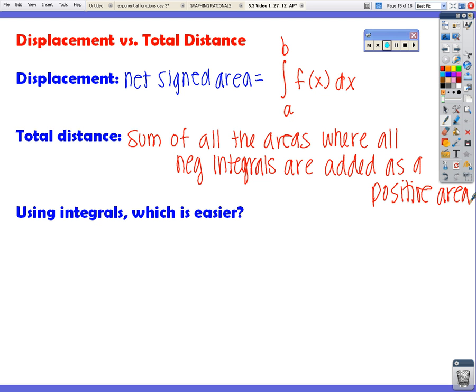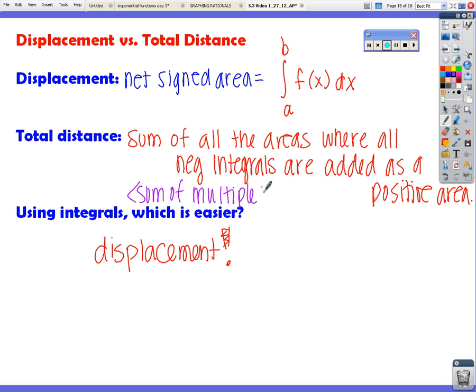So using integrals, which is easier? Obviously displacement, because displacement is a simple one integral. Okay? The net signed area is one simple integral from A to B. The total distance will be the sum of multiple integrals. Okay? So let me put that here. Sum of multiple integrals. And why are there multiple? Because it'll be based upon our x-intercepts.